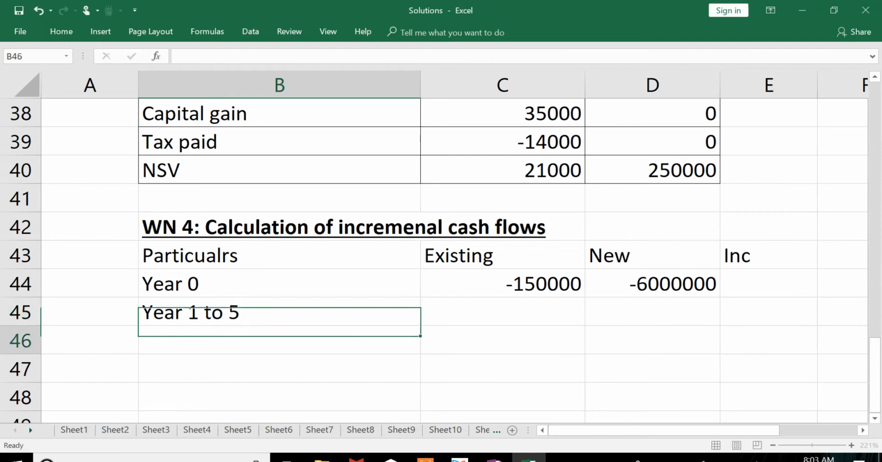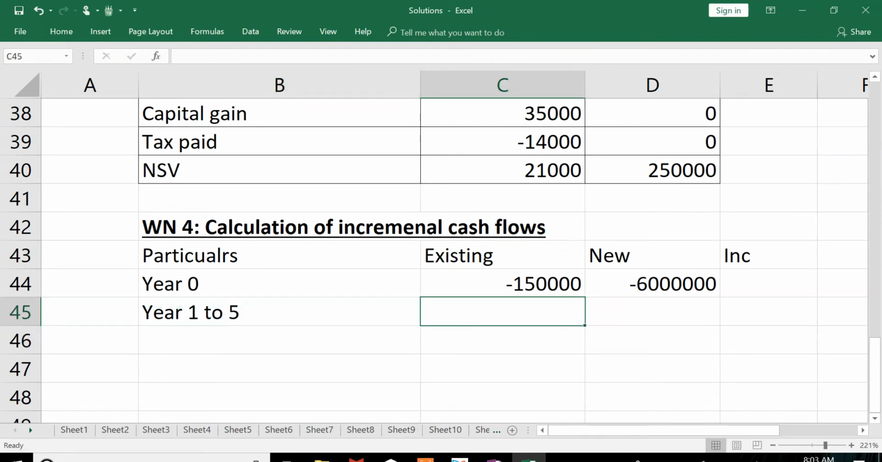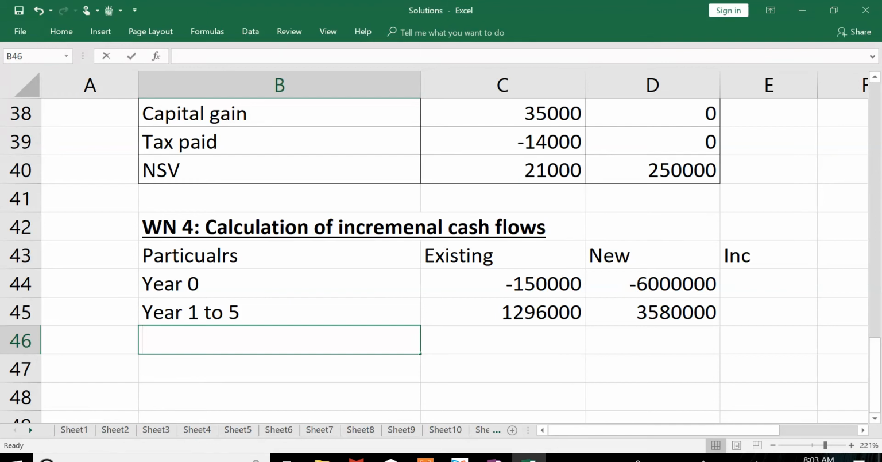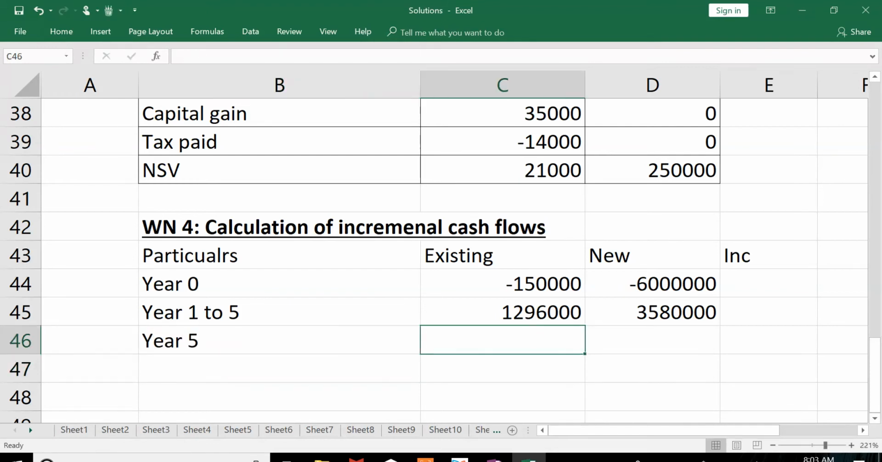Year 1 to 5: existing is 12 lakh and new is 35 lakh 80. Then again year 5: 21,000 and 2,50,000. We used to separately calculate NPV for this.